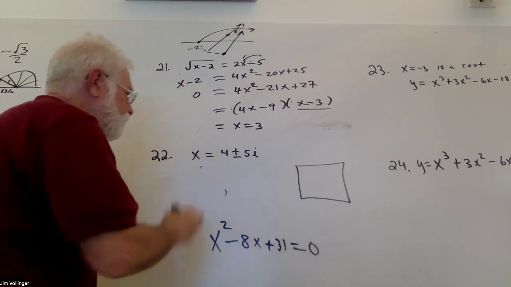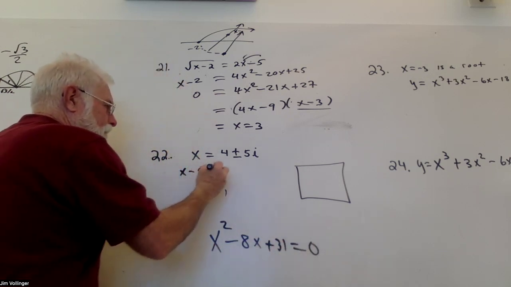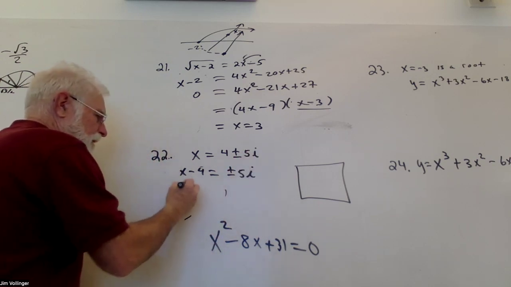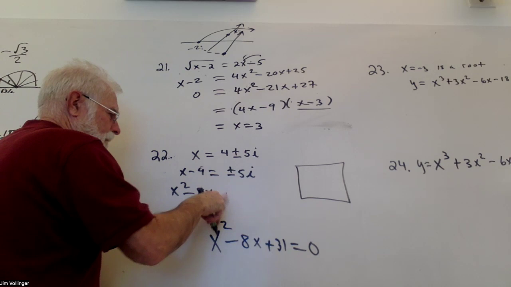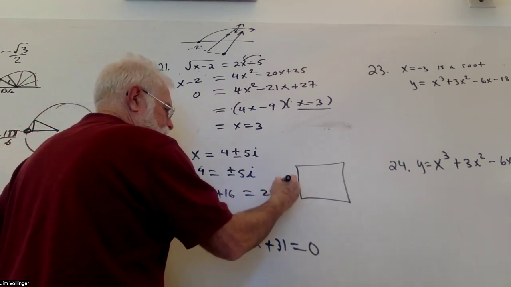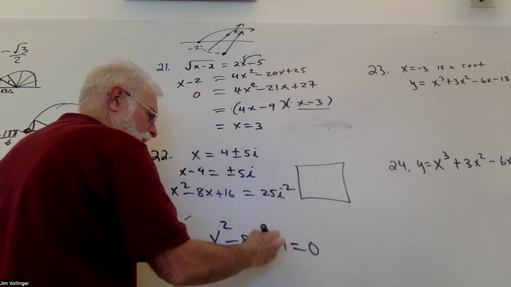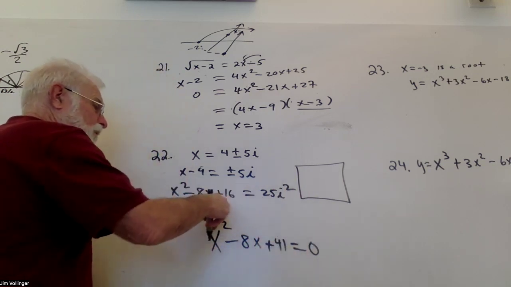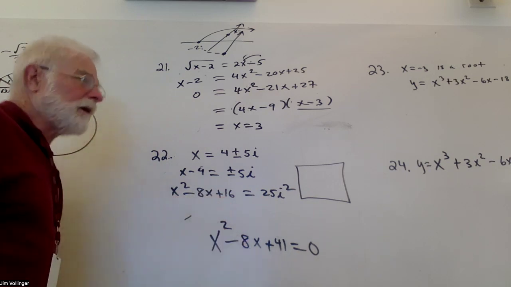Let's find out. Let's move the 4 over. Let's have the plus minus 5i. Let's square both sides. X squared minus 8x plus 16 is equal to 25i squared. No, I made a mistake here. 41. 25 and 16. Yeah, I said the wrong thing. Okay, so add the 25 to 16, and you get that.